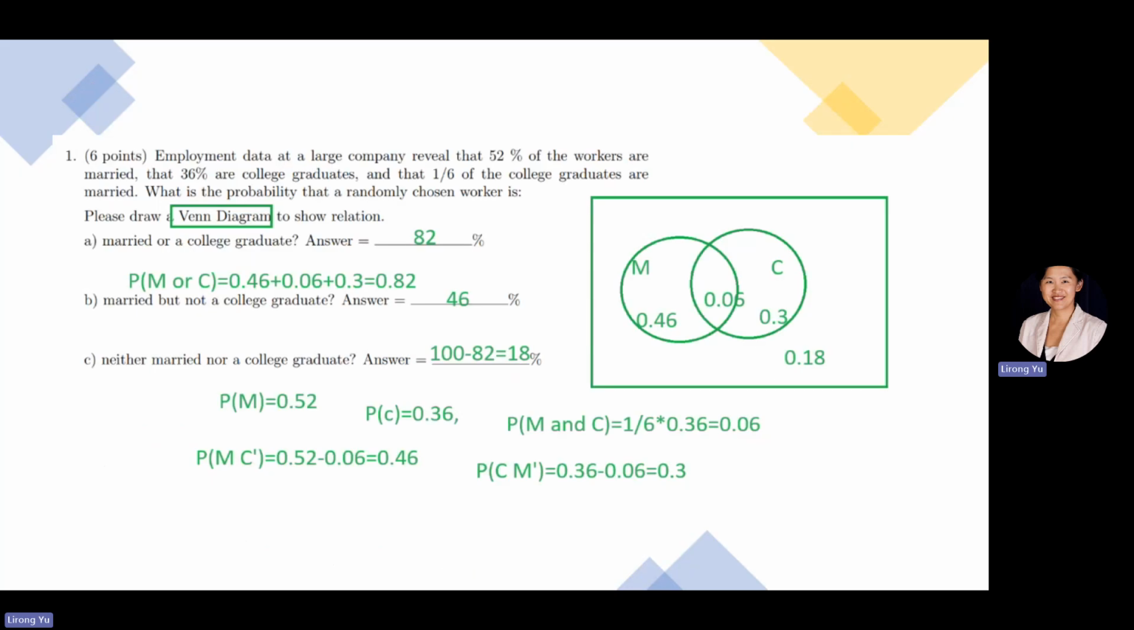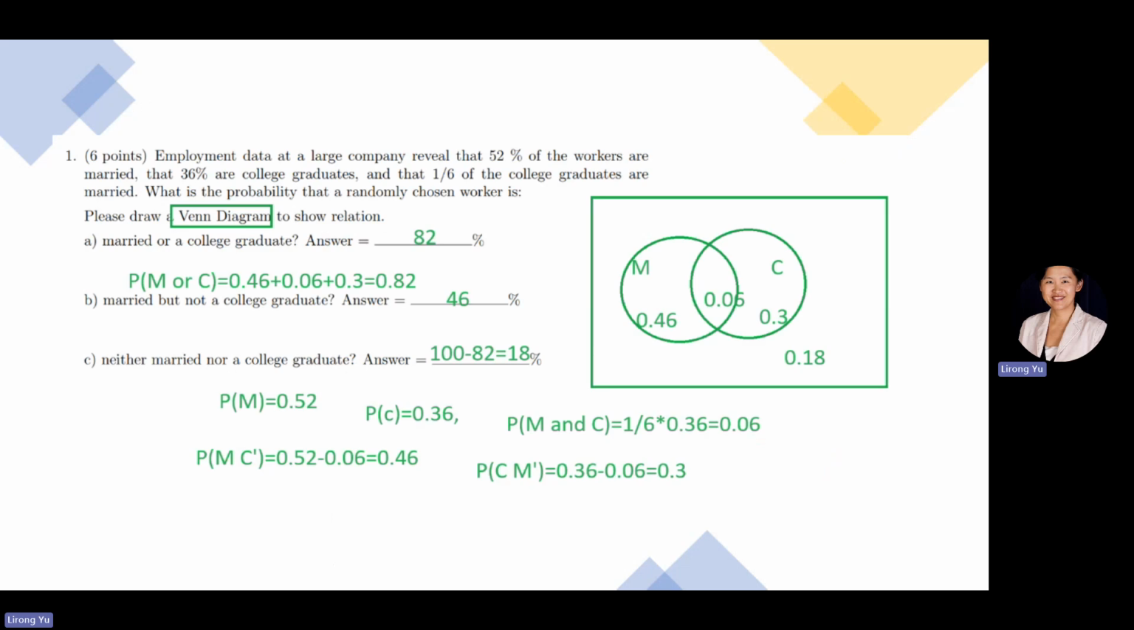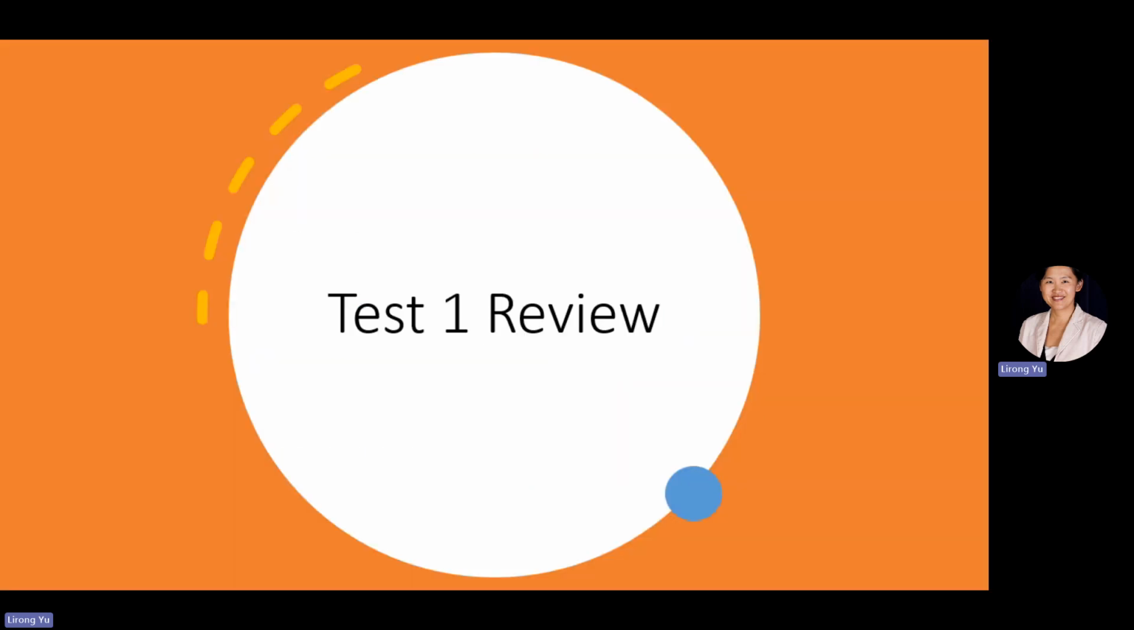The first question will be one of the probability questions. You have to apply the addition rule for probability, maybe with a Venn diagram. So that would be the first question. Focus on the different addition rule calculations.